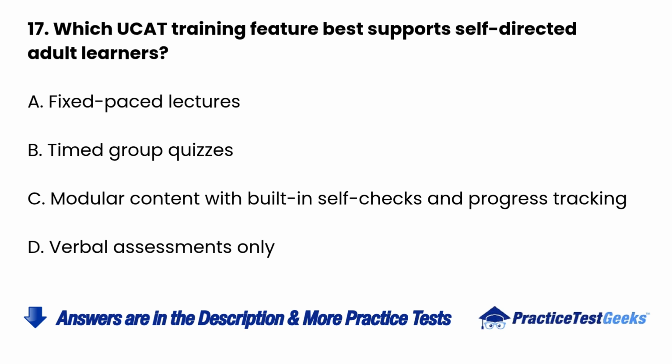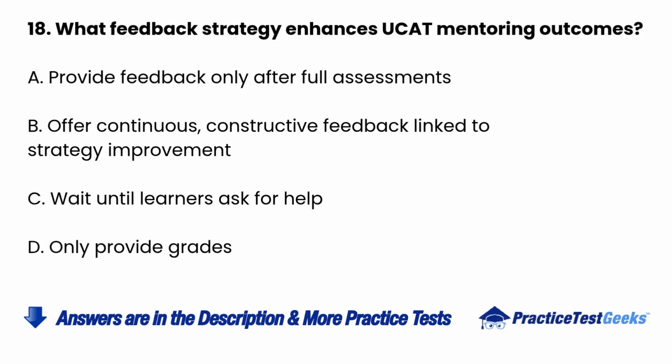17. Which UCAT training feature best supports self-directed adult learners? A. Fixed-paced lectures. B. Timed group quizzes. C. Modular content with built-in self-checks and progress tracking. D. Verbal assessments only.